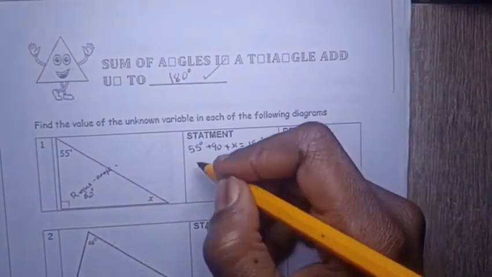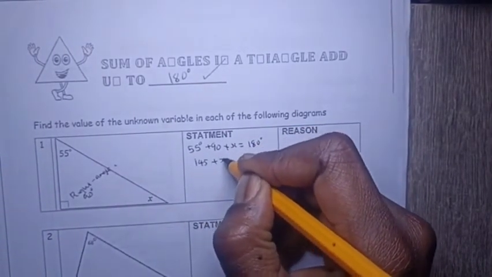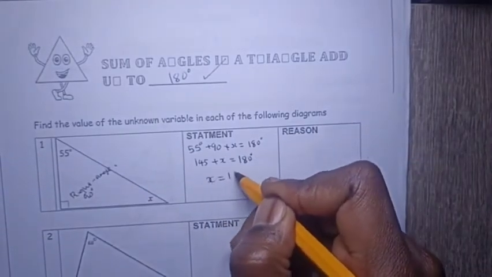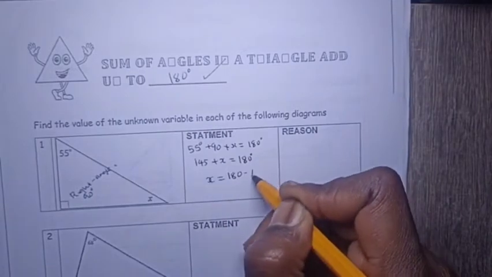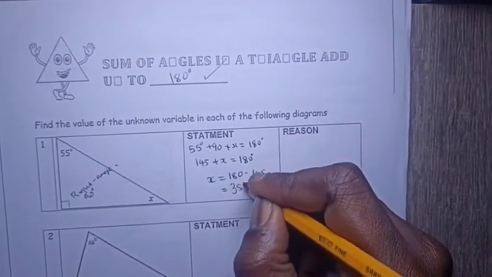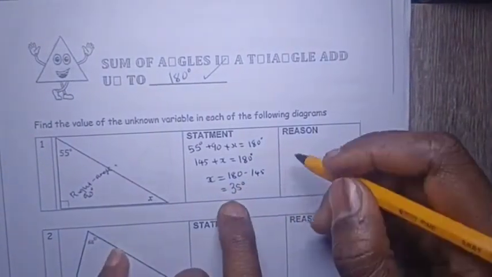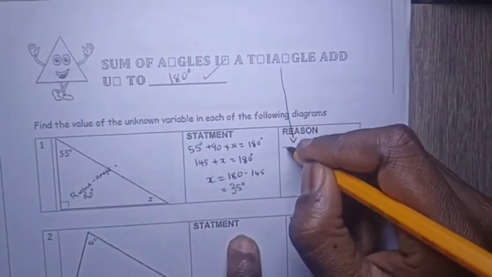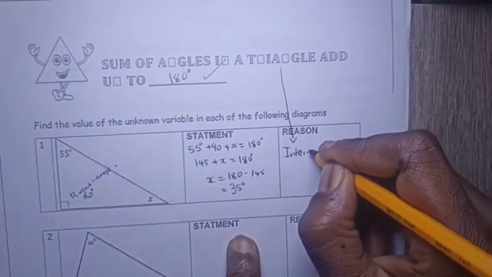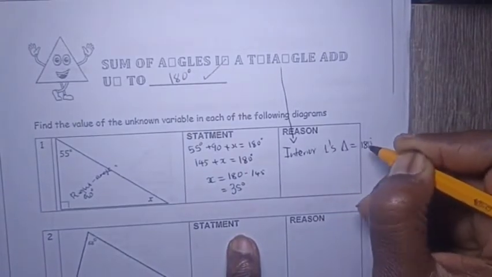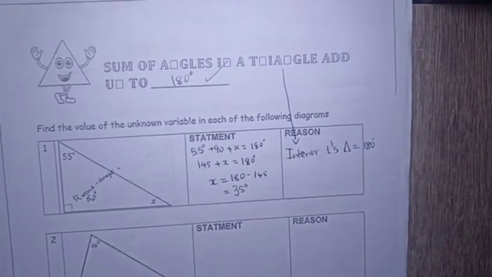55 plus 90 is 145 plus x equals 180. Then 180 minus 145. Take it that side. It's how much? It's 35 degrees. What will be the reason? The reason will be this one: interior angles in a triangle add up to 180. So I'll be using this rule most of the time.